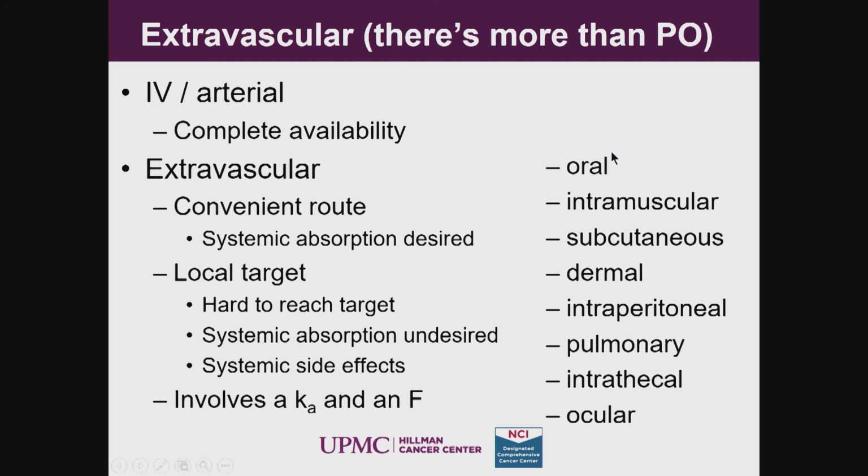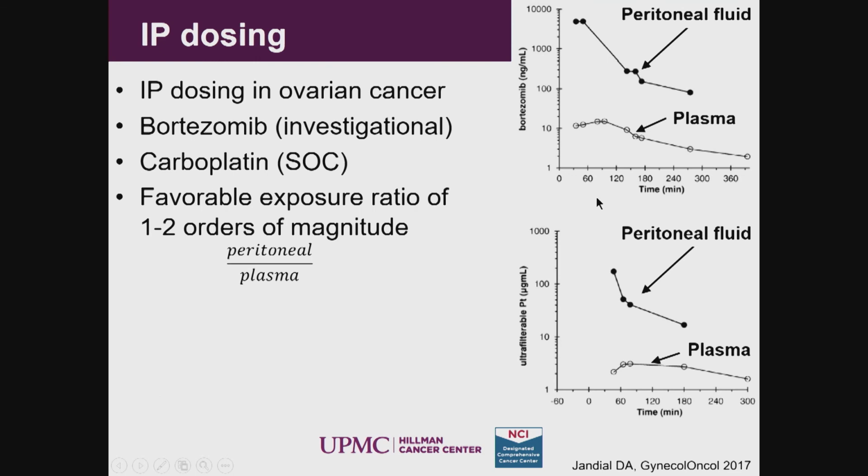So the other routes are, for example, oral, intramuscular, subcutaneous, dermal, intraperitoneal, pulmonary, intrathecal, ocular, and the list goes on. But these are the most common ones. And I want to provide an example of intraperitoneal dosing. This is from my lab with an IP regimen for ovarian cancer. Bortezomib was investigational, carboplatin was standard of care.